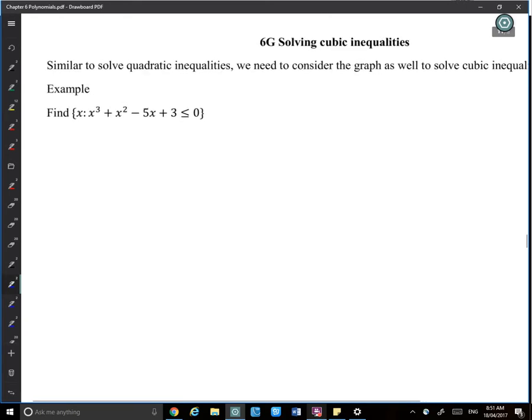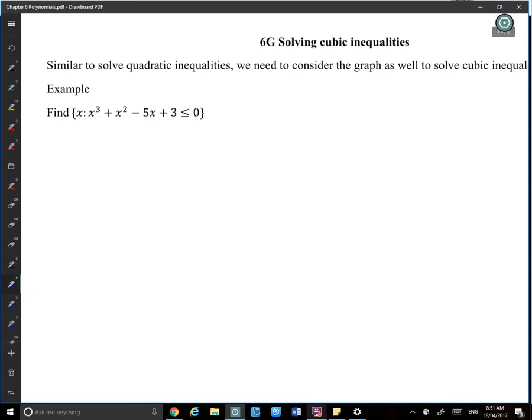Let's have a look at this question. You have x cubed. First, you need to understand the set notation. I want a set, a collection of x, such that x cubed plus x squared minus 5x plus 3 is less than or equal to 0. So it's a set, a collection of x terms such that x needs to satisfy this condition. Basically, it's asking you to solve this inequality.